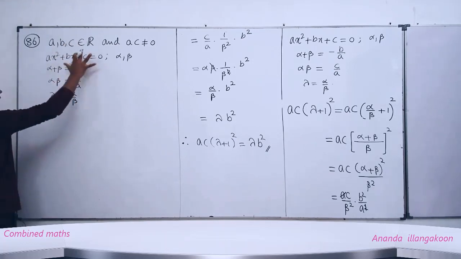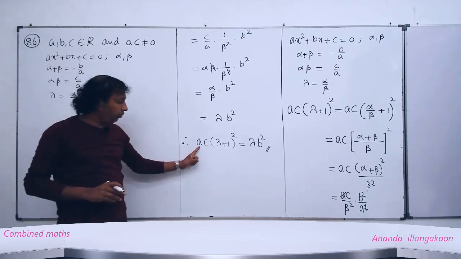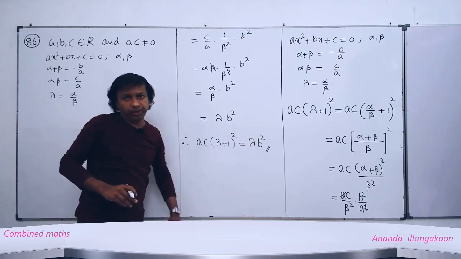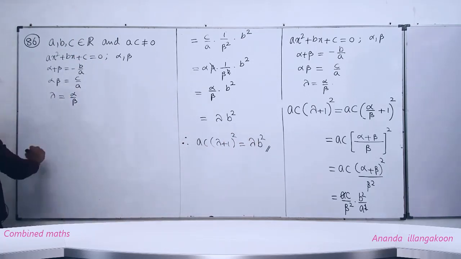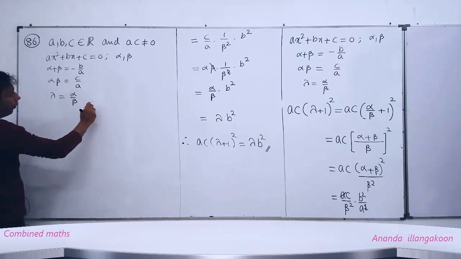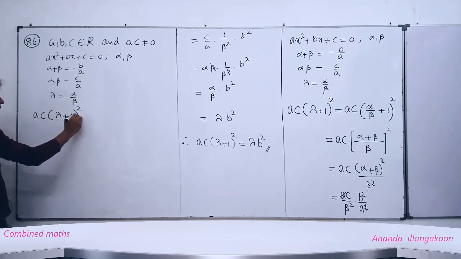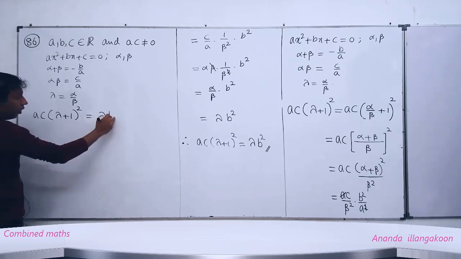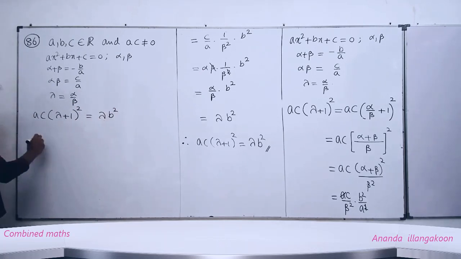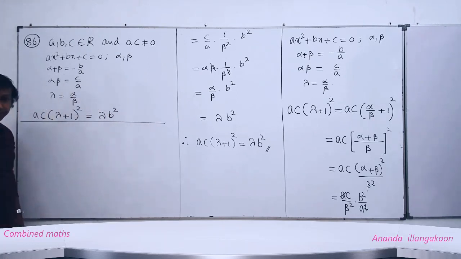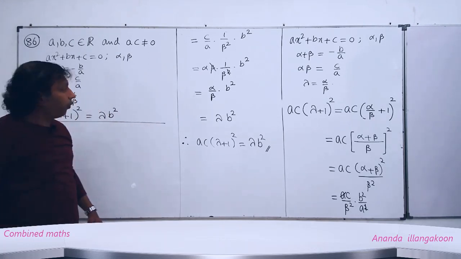Subject to all this data, we just now proved that ac times (lambda plus 1) whole squared is equal to lambda b squared. Understand? Right? Subject to these conditions, we proved ac times (lambda plus 1) whole squared is equal to lambda b squared, like this. We proved this. Right, people. Now I summarize this way.